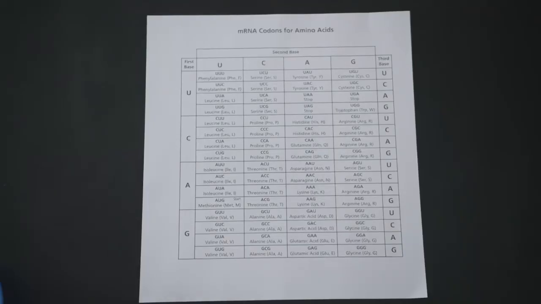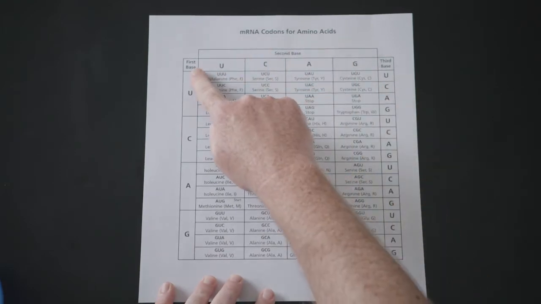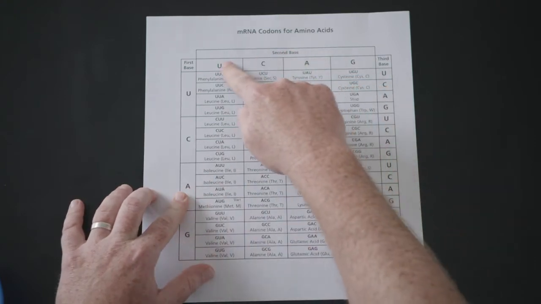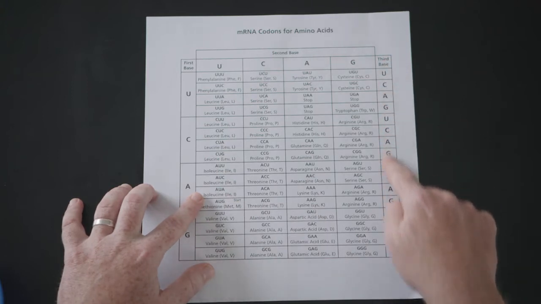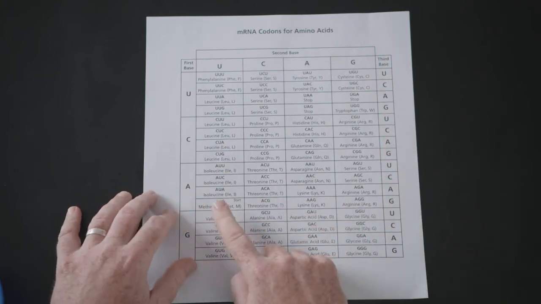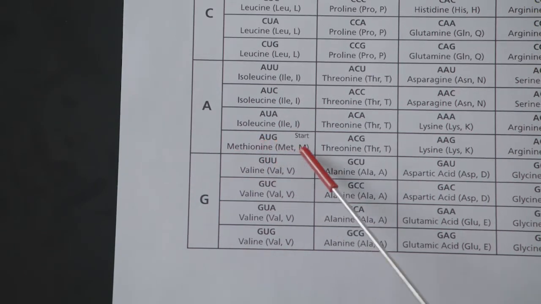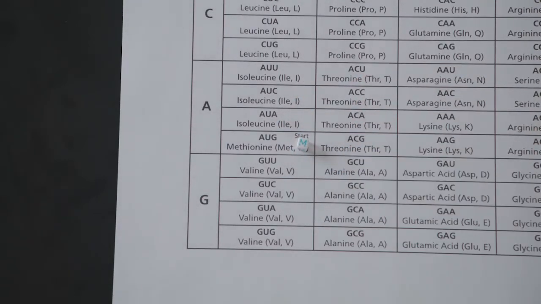The order of the nucleotides in mRNA determines the specific order of amino acids incorporated into the growing protein chain. Use the mRNA codons for amino acids chart to determine the amino acid that matches the AUG codon. Note, the base pair combinations for each of the 20 amino acids are followed by the name of the amino acid and, in parentheses, its 3-letter and 1-letter abbreviations.